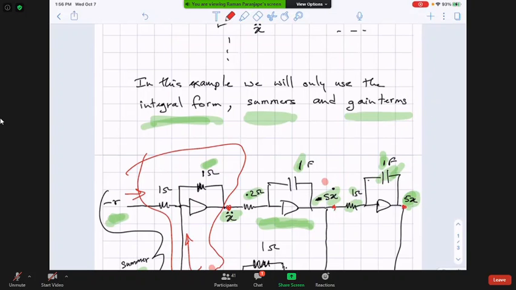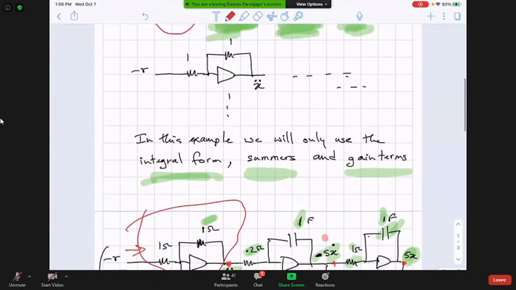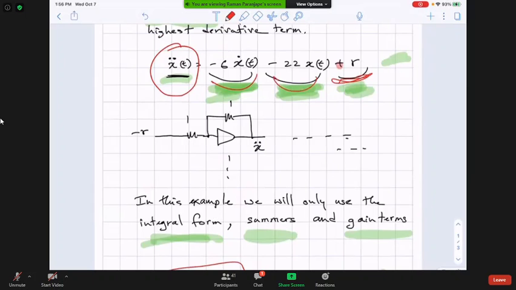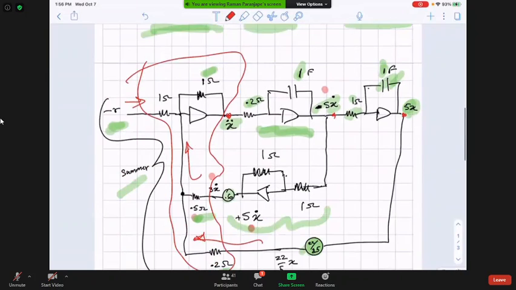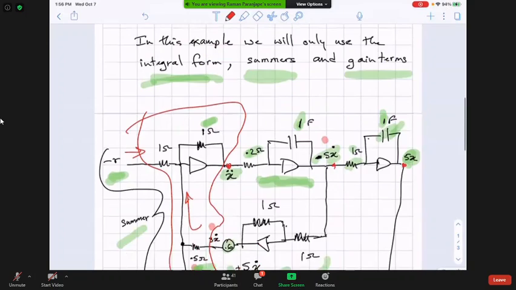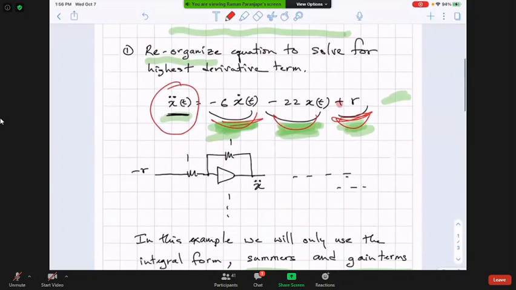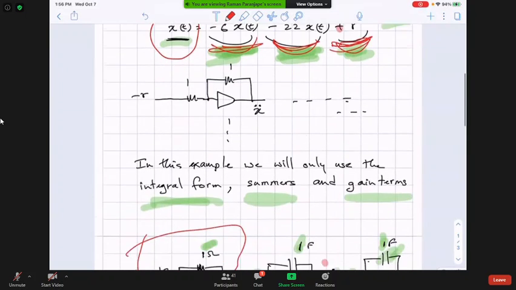I make up the x double dot by building up all these terms through a summing junction. It doesn't start out as x double dot when I draw it because I just drew the first part, the r minus r going into the summing junction. But by feeding back all the other terms, I built it up and made it into x double dot.